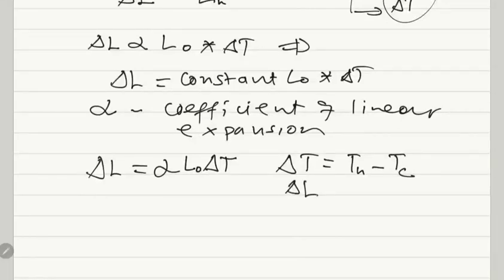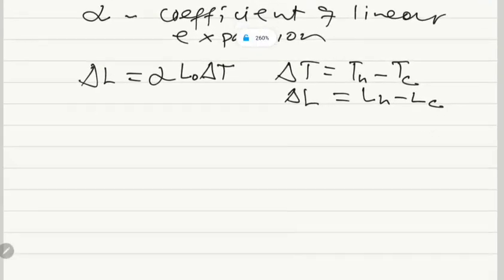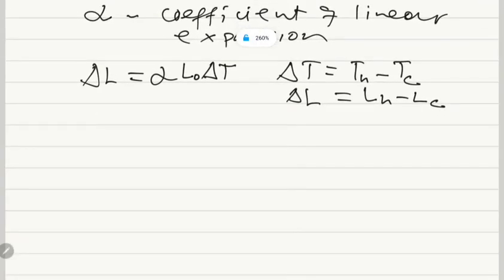And the change in length has two expressions here. One is the length at the hotter minus the length at the colder temperature. Now, we have two expressions for the change in length. Remember, the change in length divided by the length at initial temperature times the change in temperature is going to give you this coefficient of linear expansion.